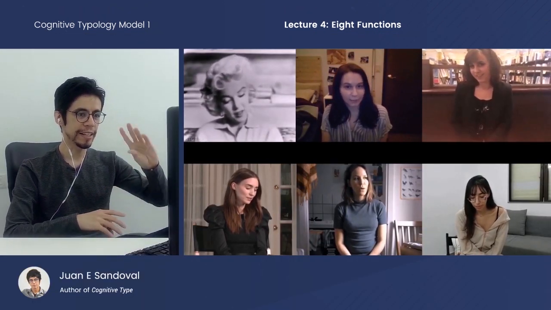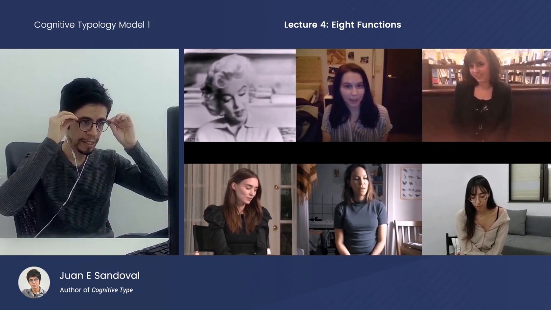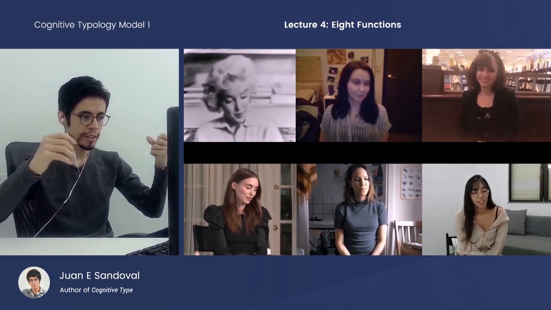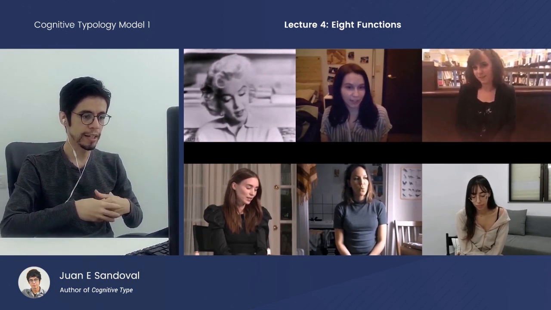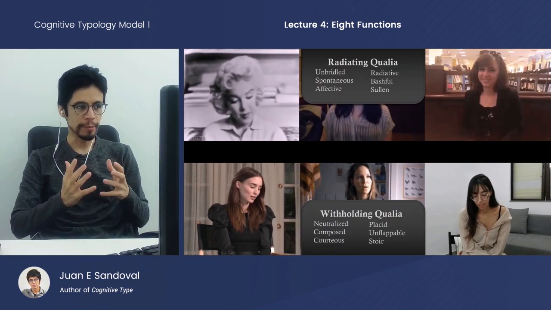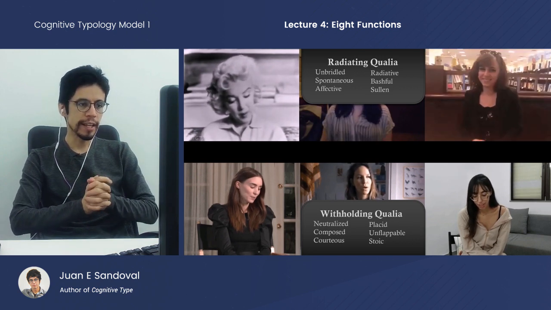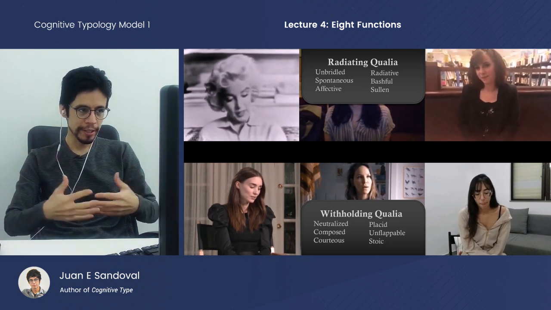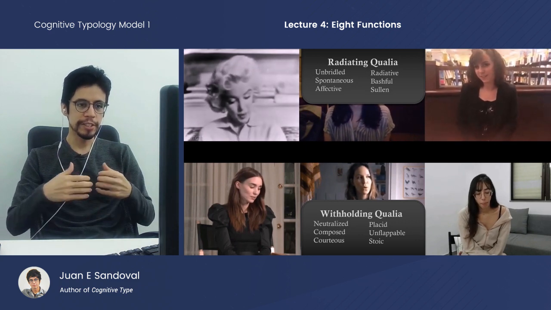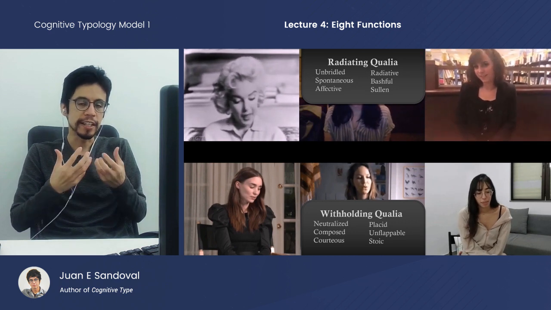As you can see, in the top area we have one group, and in the bottom area we have the other group. In the top, we have the more affected, emotionally radiant group, and in the bottom, we have the more emotionally stoic types. We can also give these two groups names. The top group we're going to call radiating, because they radiate out emotional energy. And the bottom group we're going to call withholding, which means emotionally held back, affectively contained.